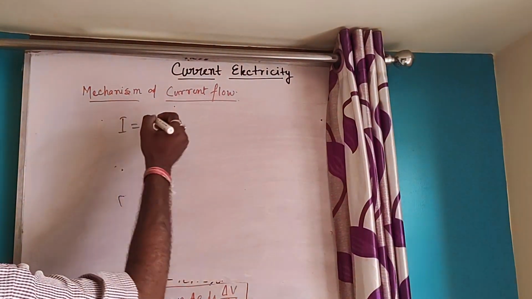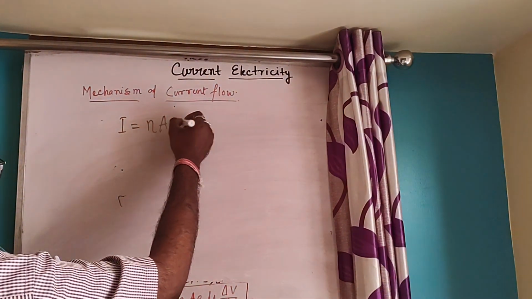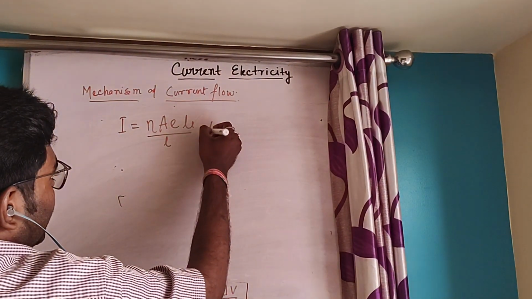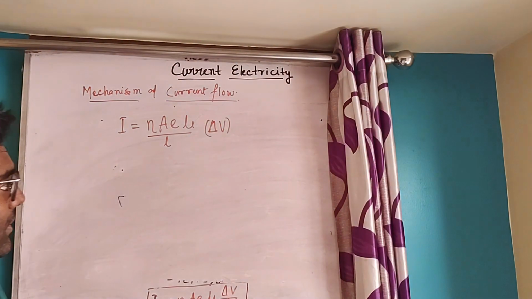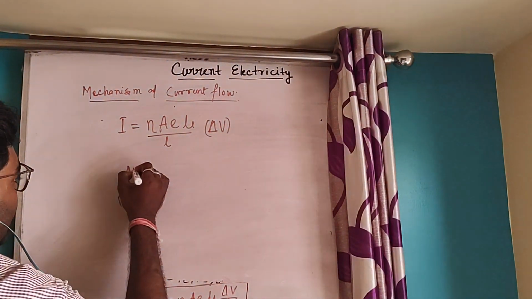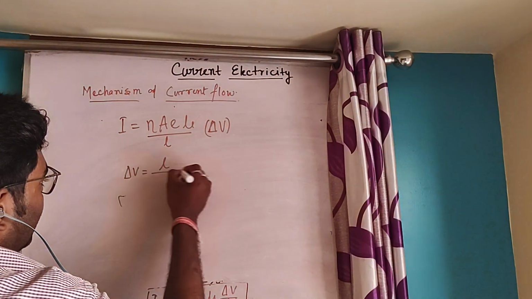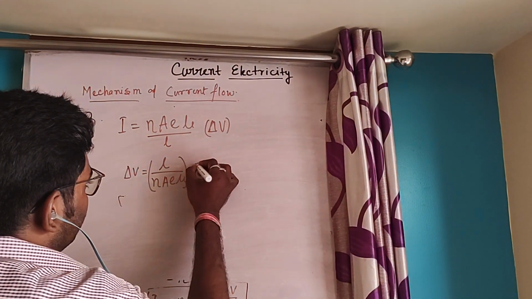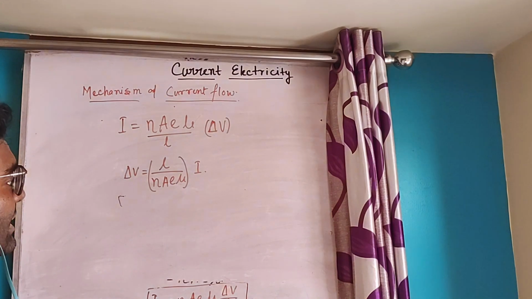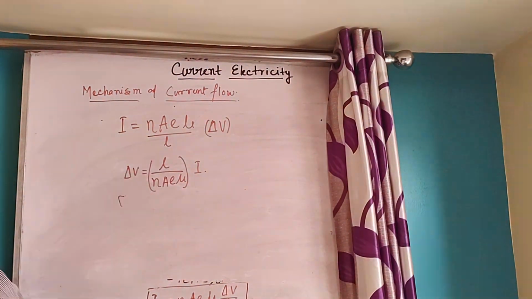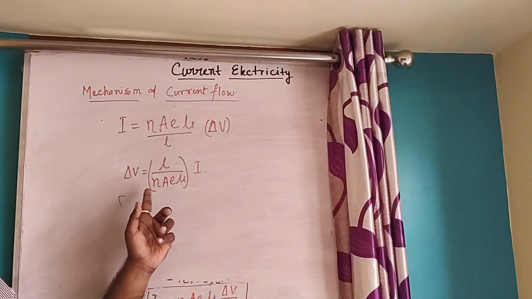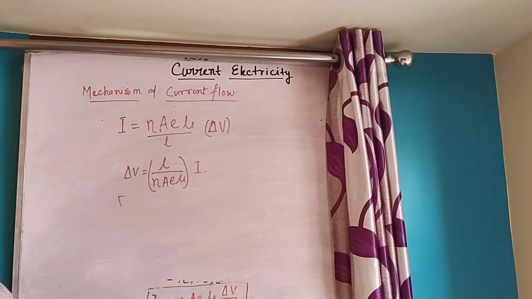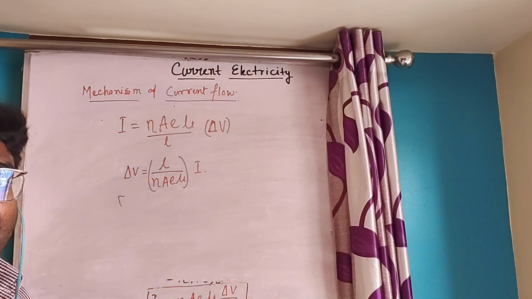So I equals N A e into mu by L into delta V. So delta V, that is the potential difference, equals L by N A e mu into I. Now see, here L is the length of the conductor, N is the number density of the conductor, A is the cross-sectional area of the conductor, e is the electronic charge, and mu is the mobility of the electron.